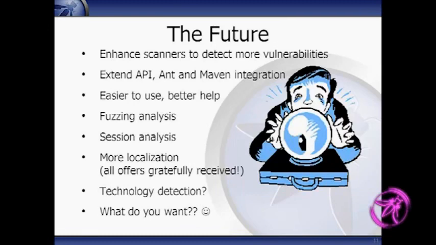One thing we found is that we don't want Zap to be just a point-and-shoot tool that does everything for you, because that's not possible. But people have been telling us that the scanners are really important, so we know we need to enhance those. Extending the API and Maven integration, I think that's really important. We still want to make it easier to use, with better help.